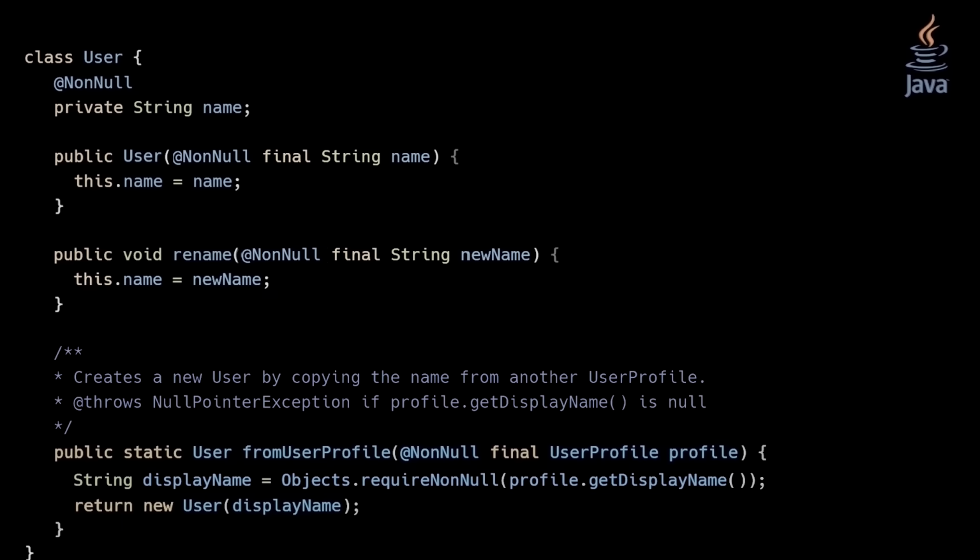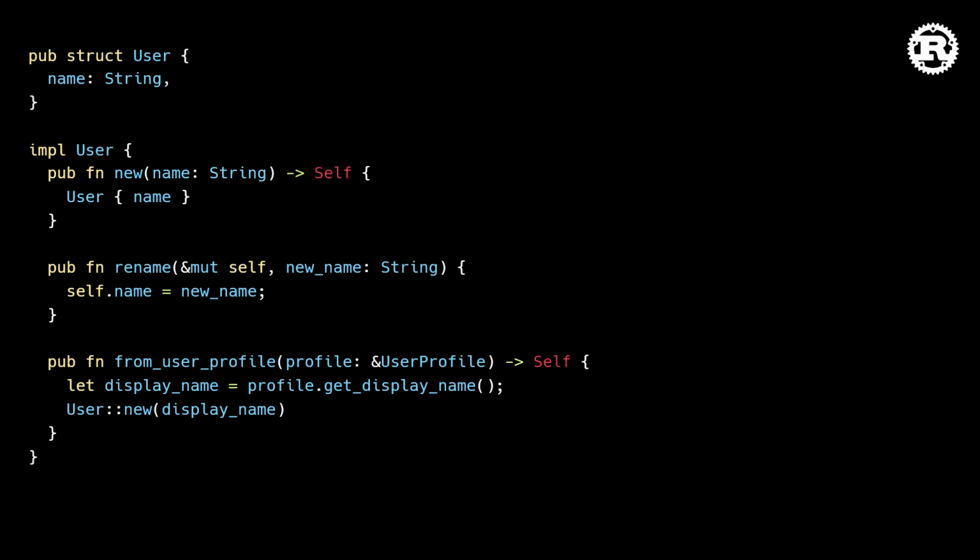Okay, now, let's see how we would enforce these same constraints in Rust. Here's how we would write the exact same user object in Rust. So what would we need to change to prevent null objects, accidental mutation, and unexpected exceptions? The answer is nothing. Rust's type system is safe and robust by default.